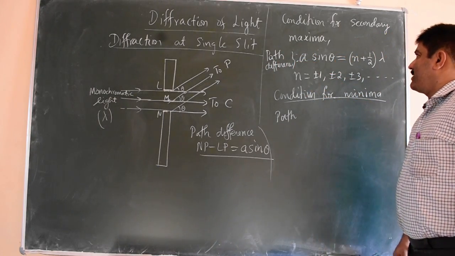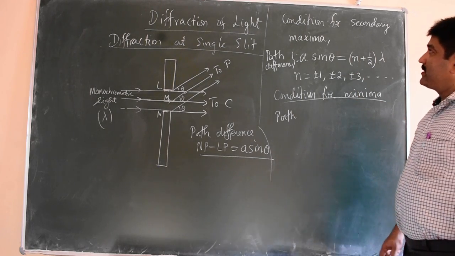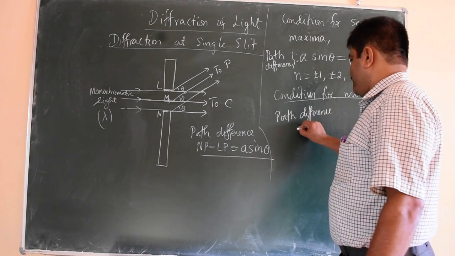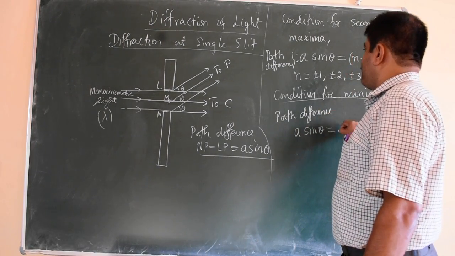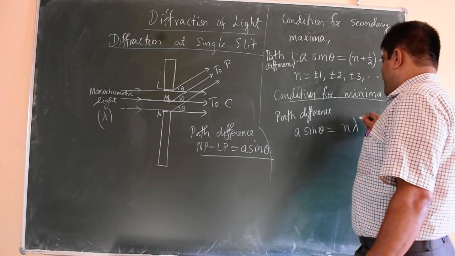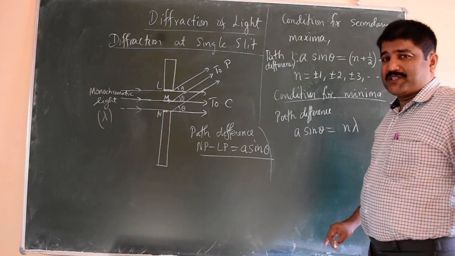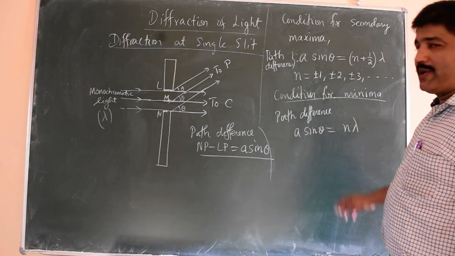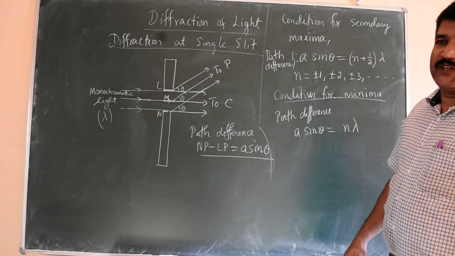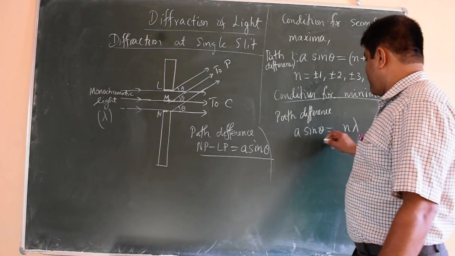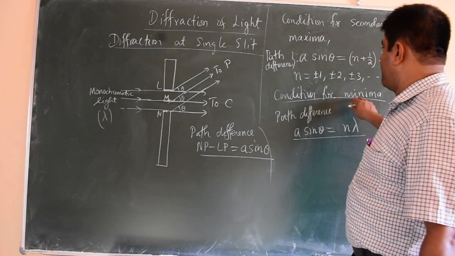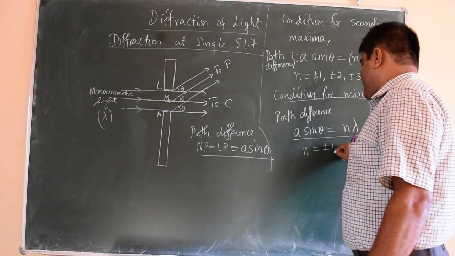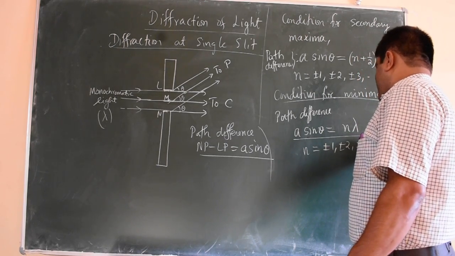Path difference a sin theta equal to n plus half lambda is for maxima, secondary maxima, whereas path difference a sin theta equal to n lambda is the condition for minima. A sin theta equal to n lambda was the condition for maxima in interference, but here it is the condition for minima, because many values are there. N value you can take plus or minus 1, plus or minus 2, plus or minus 3, etc.